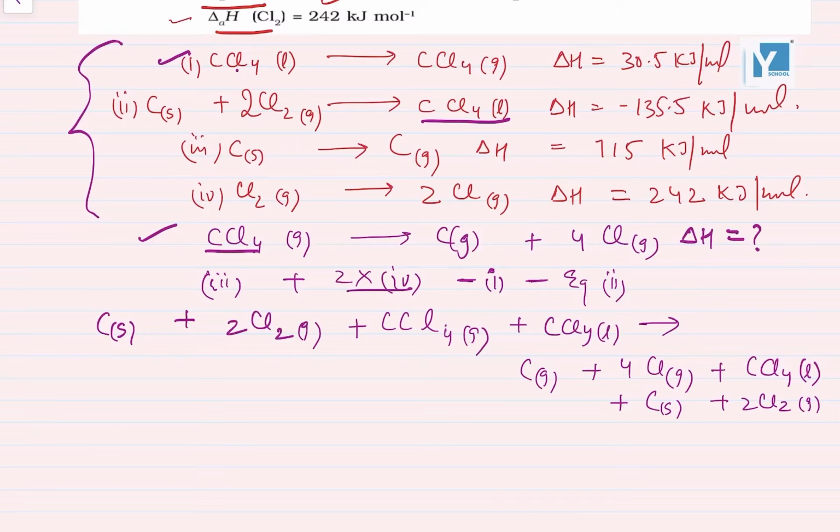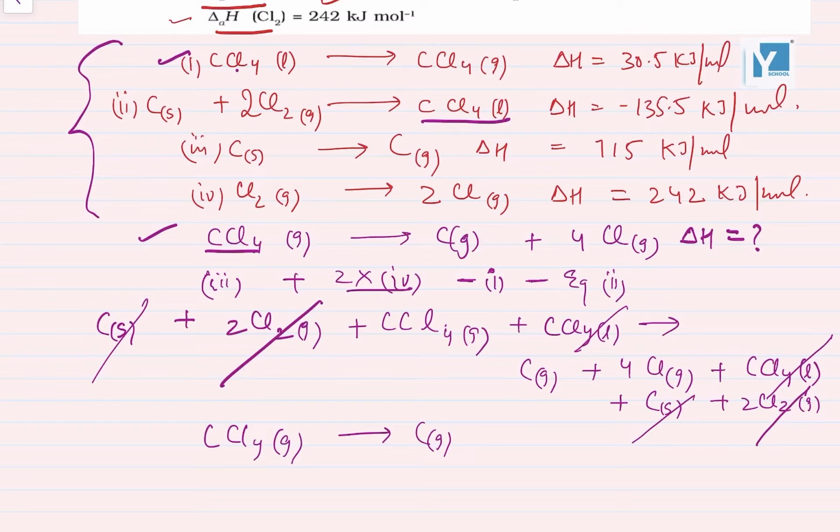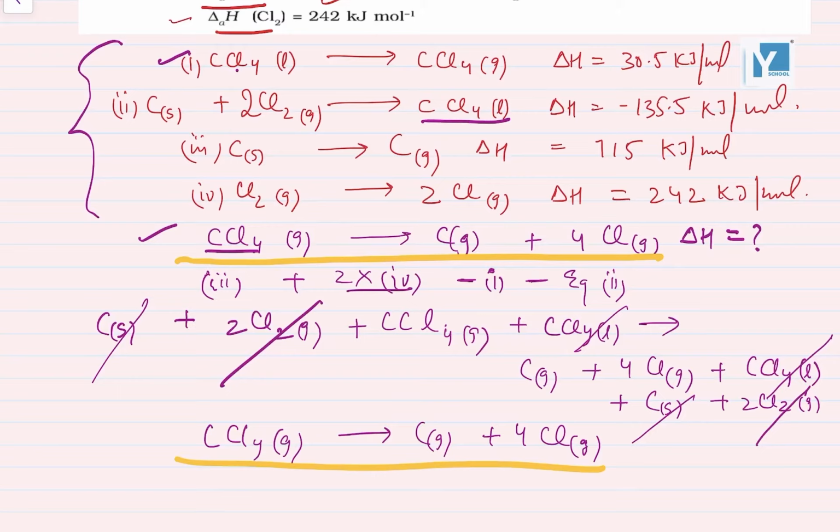Okay, students, you can see what is getting subtracted here: these are cancelling out. After that CCl4 liquid is also cancelling out. So remaining we have solid carbon, which is also written. Then what remains is CCl4 gaseous giving C gaseous plus 4 moles of chlorine gaseous atoms, right? So you can clearly see that this is our desired equation, and they are both the same. So in the same manner you have to add and subtract the enthalpies for these equations. In the manner we have done the reactions, in the same manner you will do addition and subtraction of the enthalpies also.